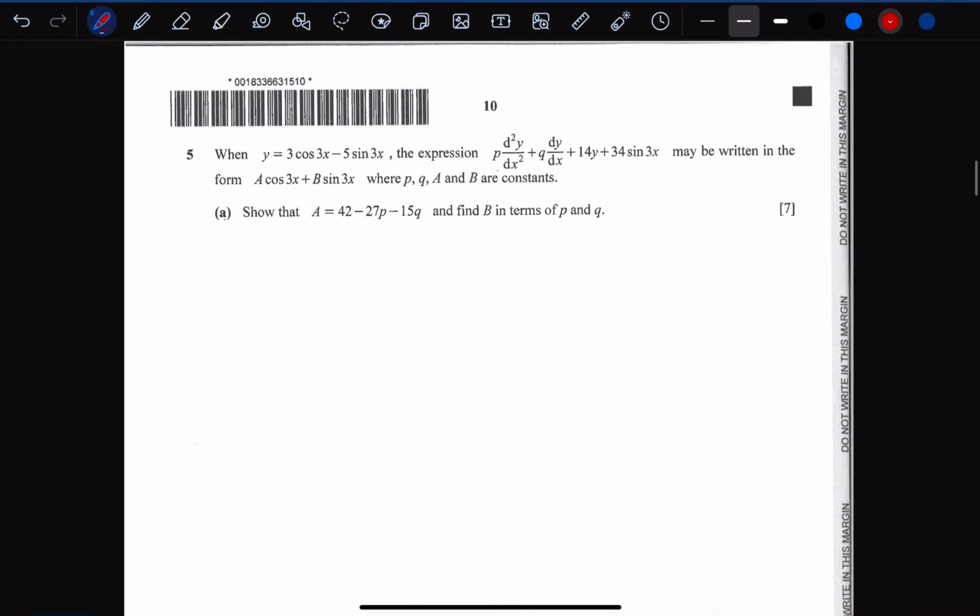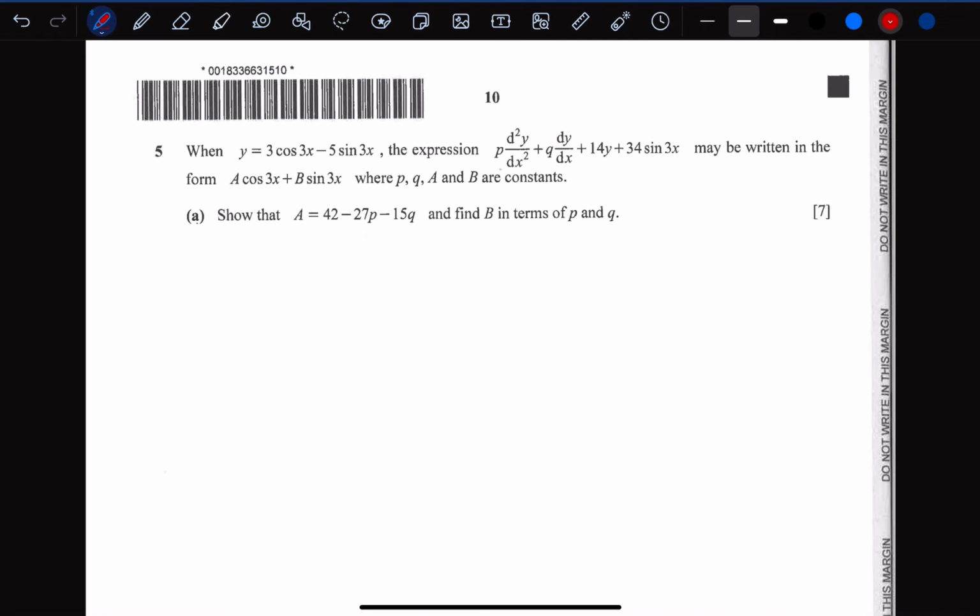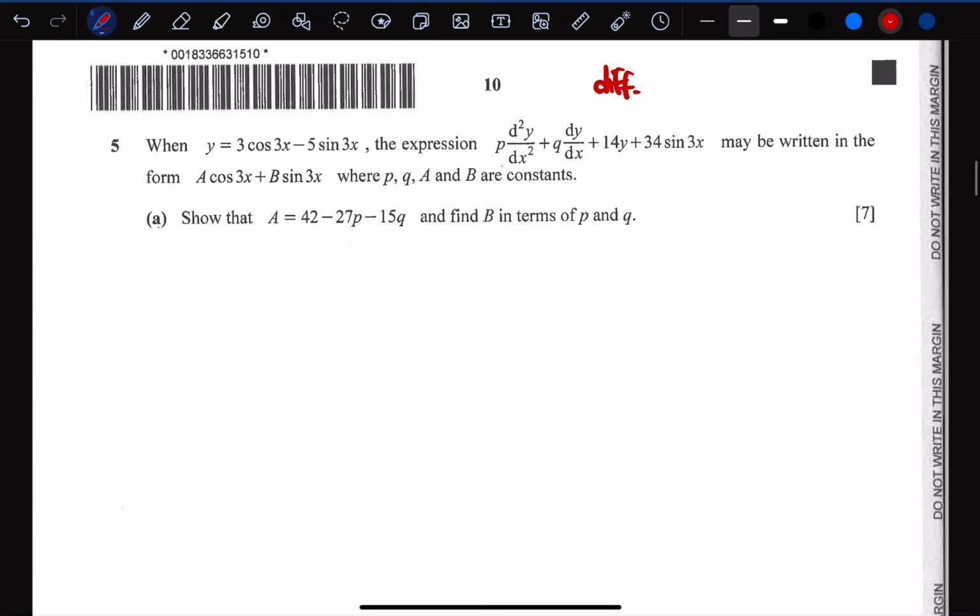So this is the 2023 paper 2 question 5 on your differentiation, right? They give you an equation, they tell you that the expression of this may be written as this. Show that A is equal to this. So all we've got to do is really to differentiate this twice to get our dy dx as well as our d square y over dx square, right? And we're going to sub everything back in, including the y as well. So we're going to do that later on. But first, let's differentiate this.